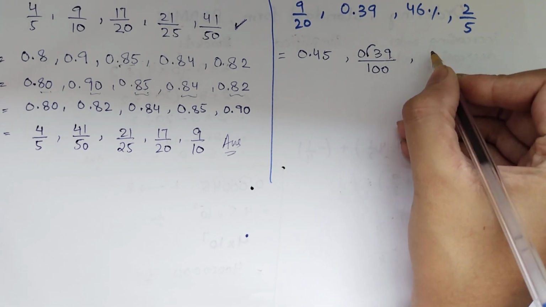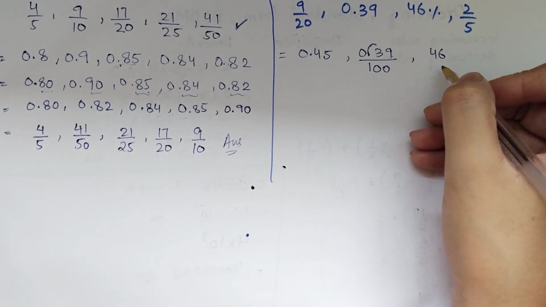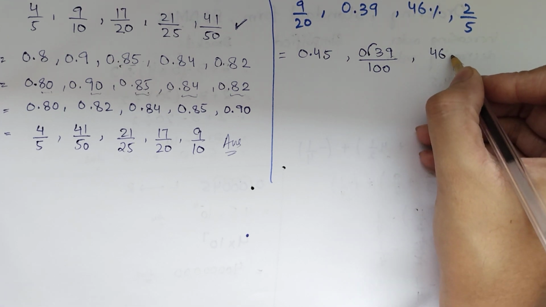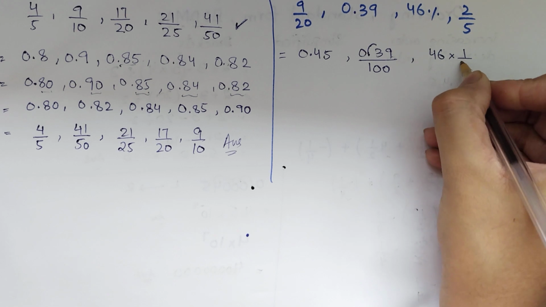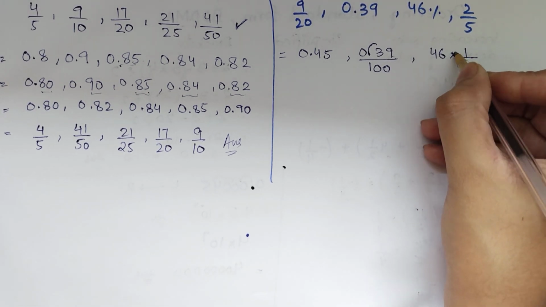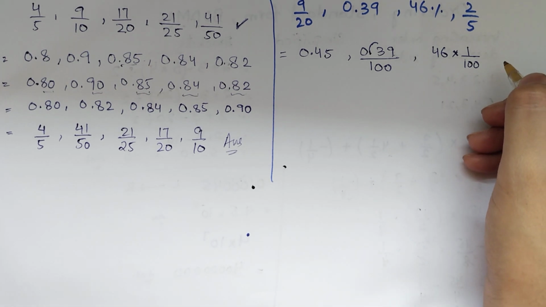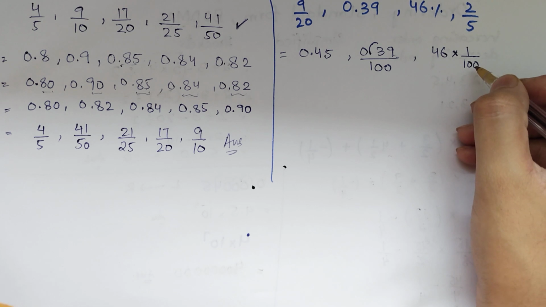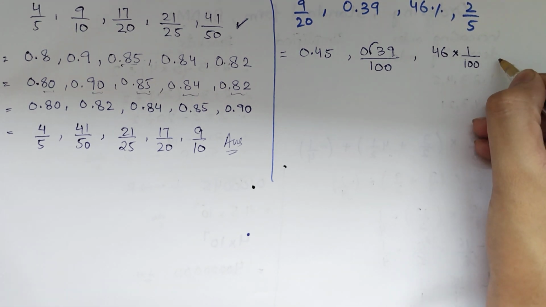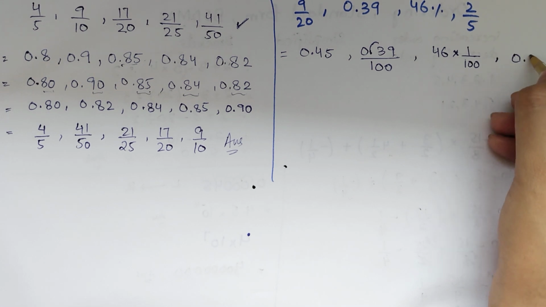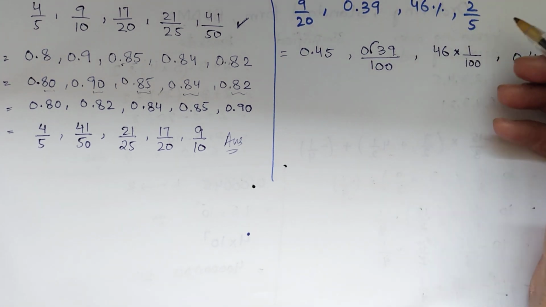Next, simplify the next form, 46%. Percentage means you have to divide by 100, or you can say multiply 1 over 100. I'm writing like this so you can easily understand what I want to say. 46 divided by 100 or multiplied by 1 over 100, both mean the same. And 2 divided by 5, you know its simplification is 0.4. You have to simply divide this.